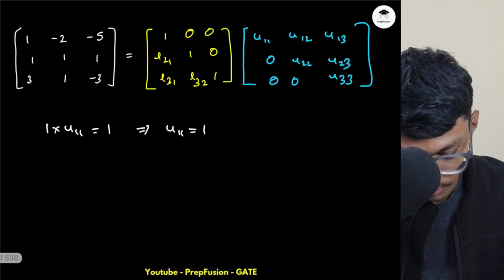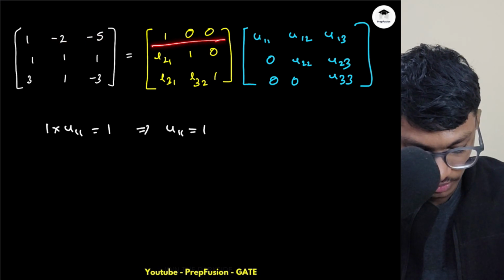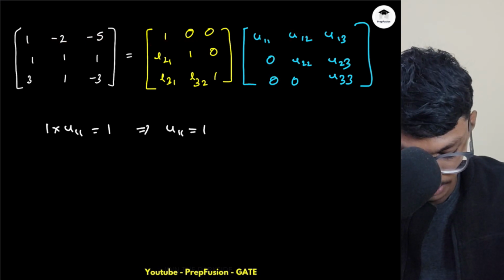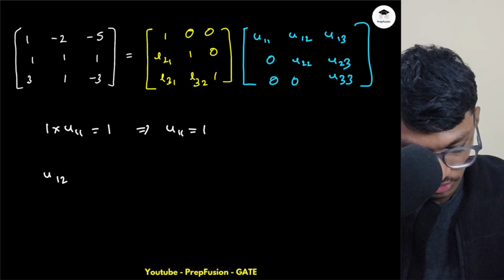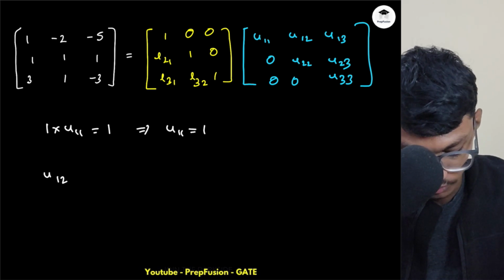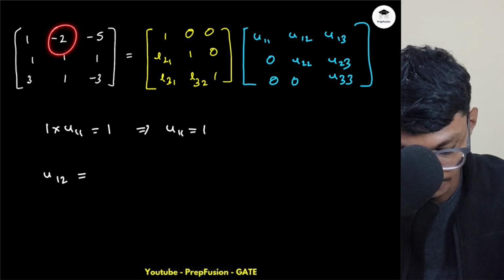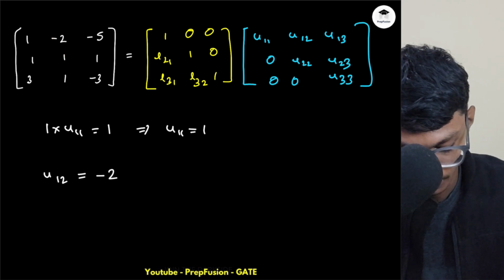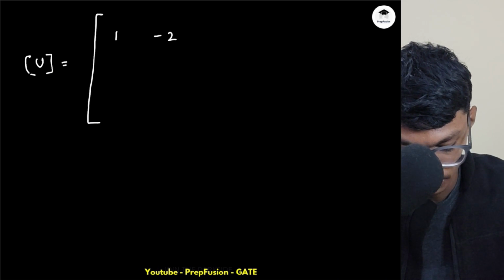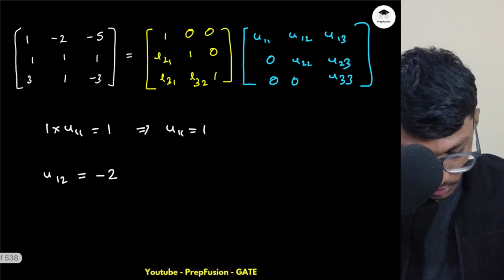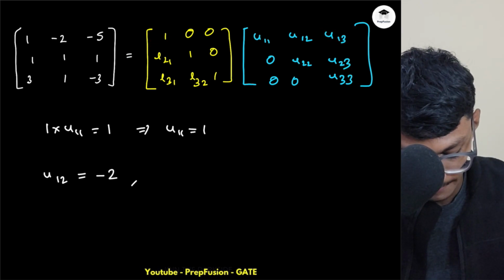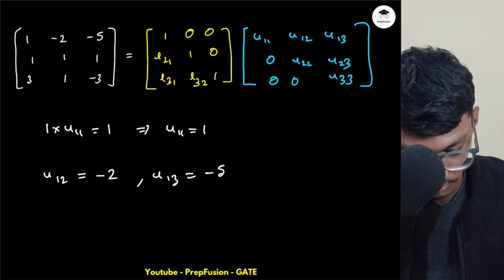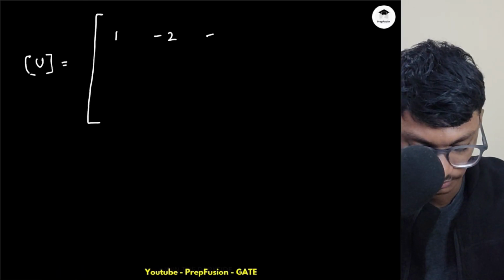Next, this row into the second column. So here in the second column, what I am getting is 1 times U12 plus 0 times U22 plus 0 times 0, which is 0, equals the second element, so this is minus 2. Okay, so U12 is minus 2. Now let's go to the third element. The third element is 1 times U13 and all this is 0 again. So U13 equals minus 5. U13 is equal to minus 5.